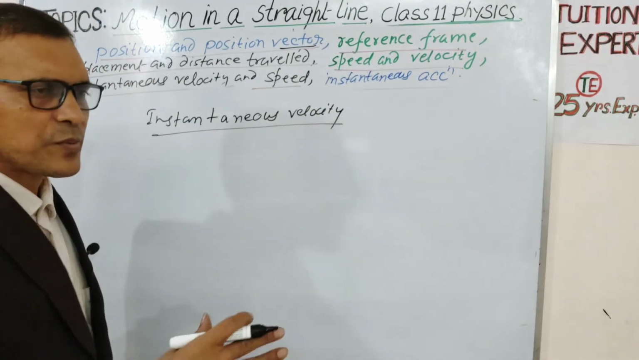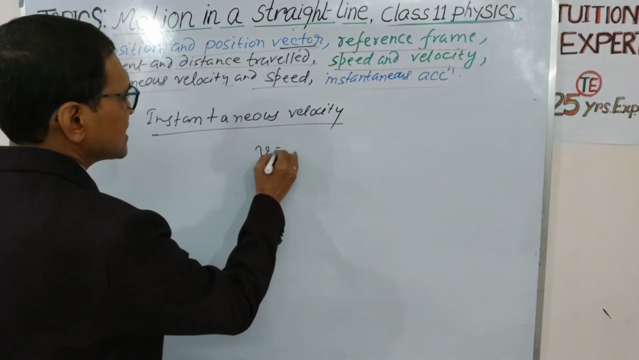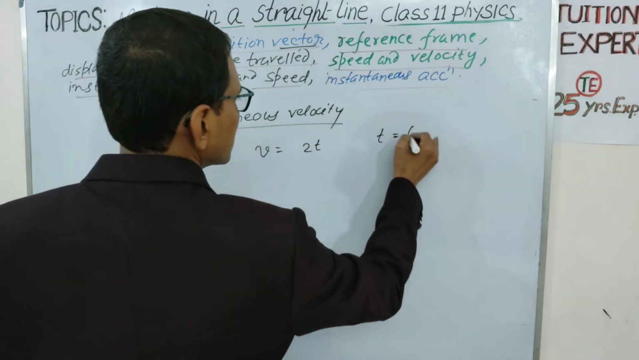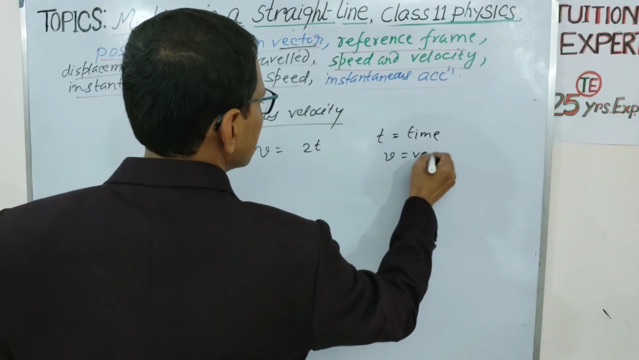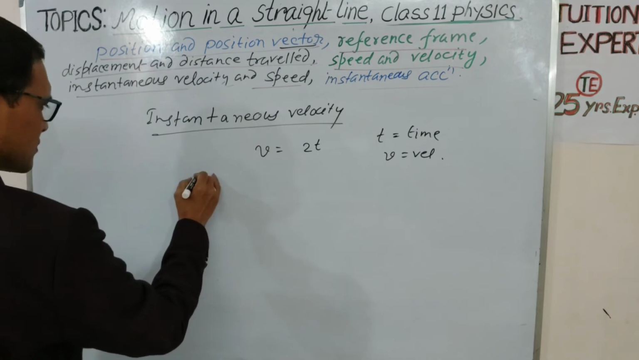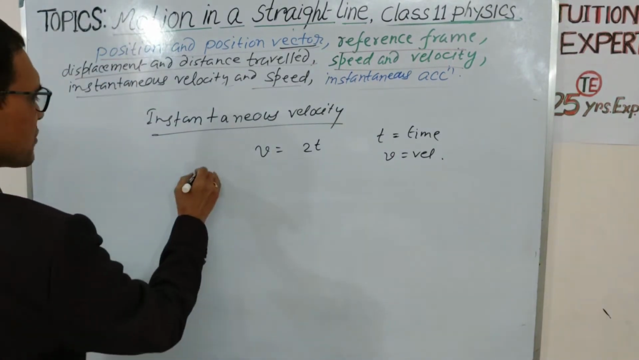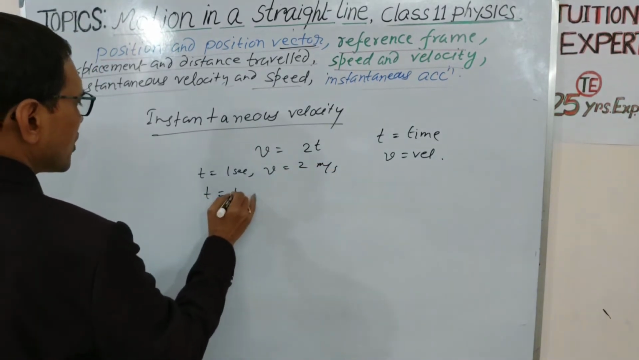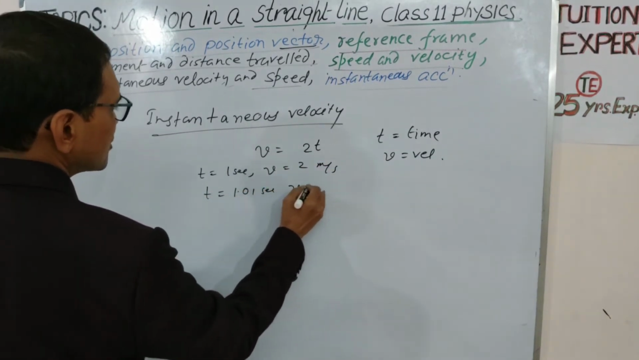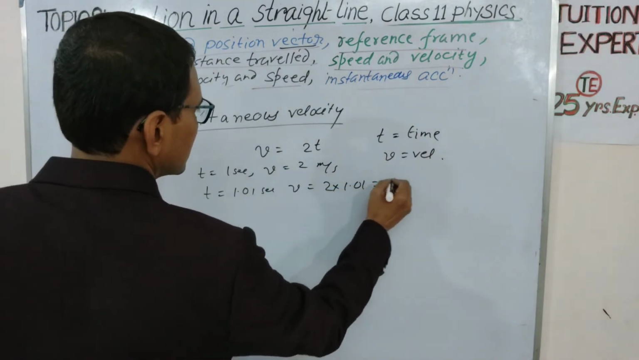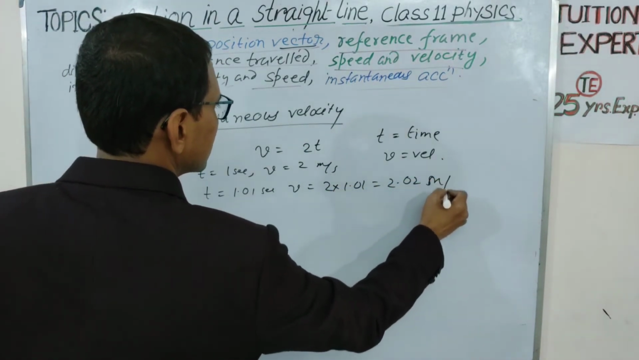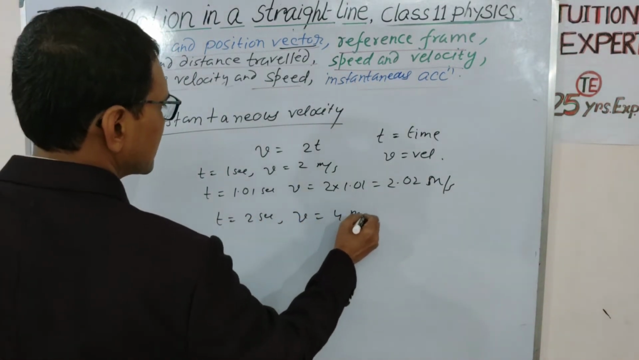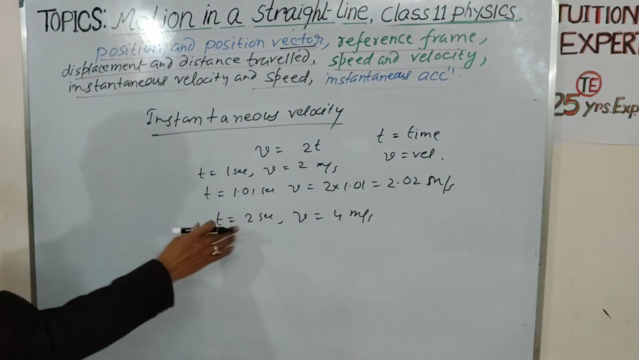Suppose the velocity of a particle changes according to time. Suppose this is t for time and v is velocity. Now for every moment the velocity is different. Suppose t equal to 1 second, velocity equal to 2; t equal to 1.01 second, velocity equal to 2.02; t equal to 2 second, velocity equal to 4. That is, for every moment the velocity will be different.